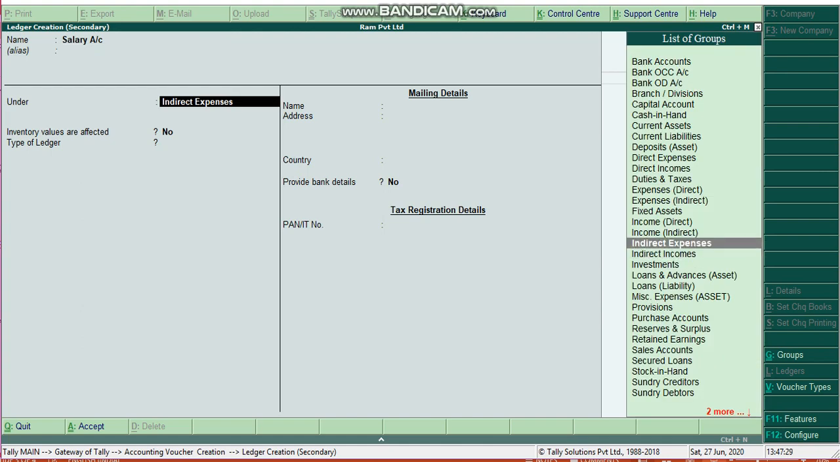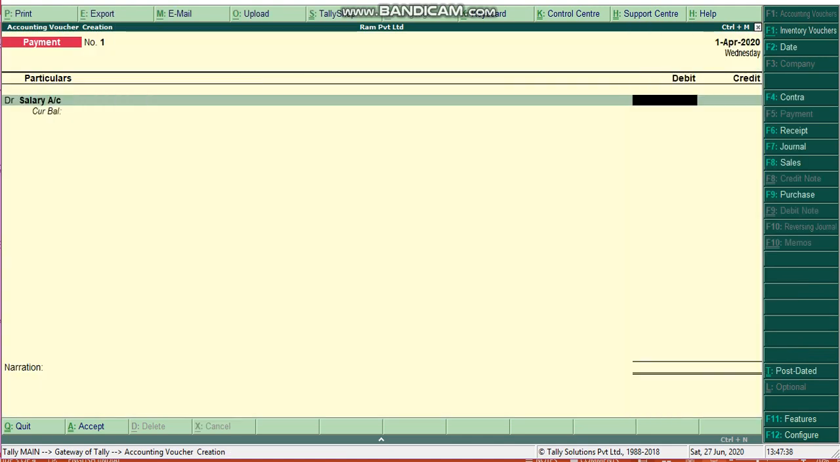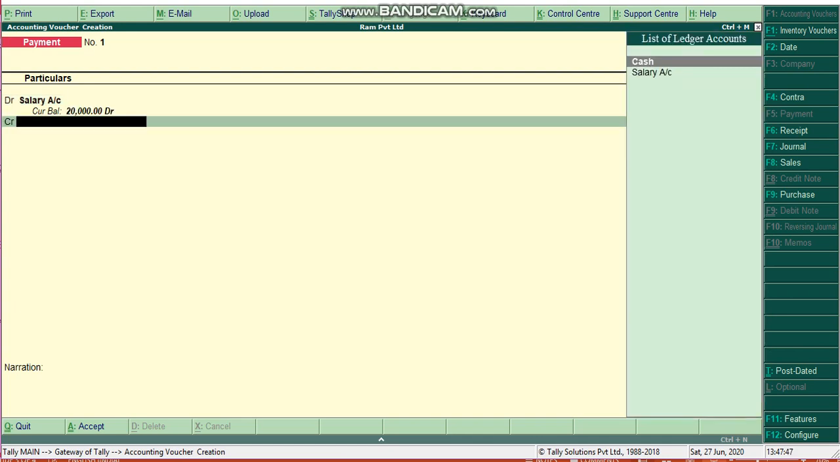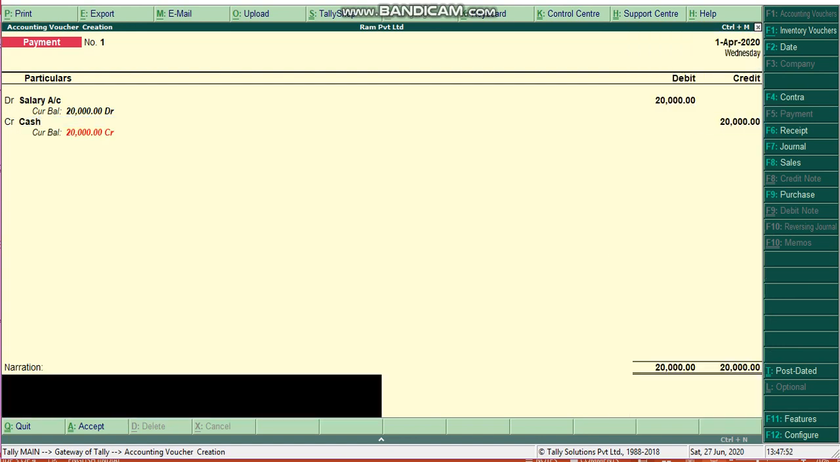Under indirect expenses, you will put the salary account in indirect expenses. Press enter, accept. So salary account, you have to debit 20,000, credit cash account. Select cash account, 20,000. Narration: being salary paid in cash.